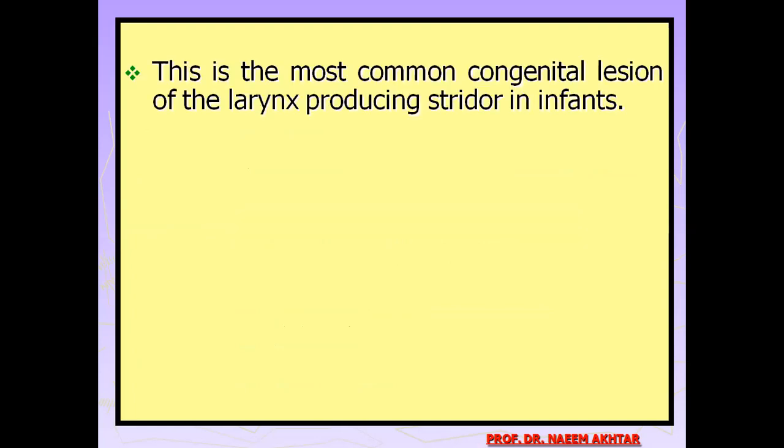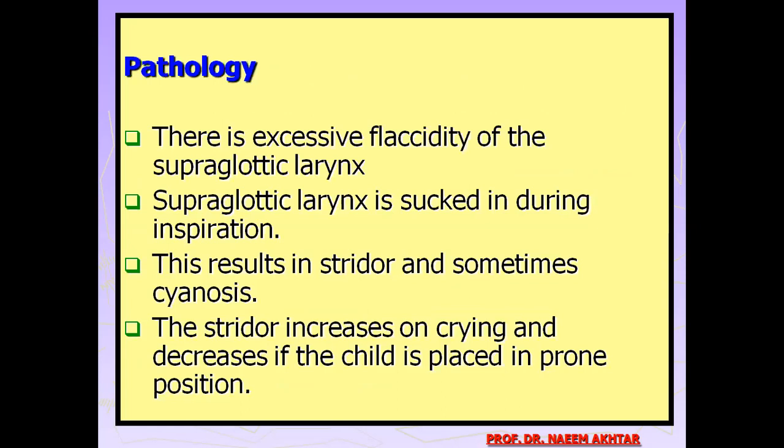Laryngomalacia. Laryngomalacia is the most common congenital lesion of the larynx, producing stridor in infants. Pathology. There is excessive flaccidity of the supraglottic larynx. This supraglottic larynx is sucked in during inspiration, which results in stridor and sometimes cyanosis as well. The stridor increases on crying, and it will decrease if the child is placed in prone position.